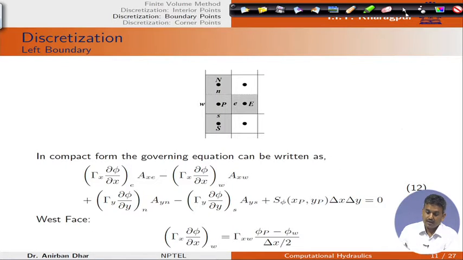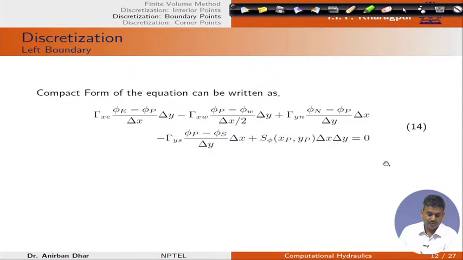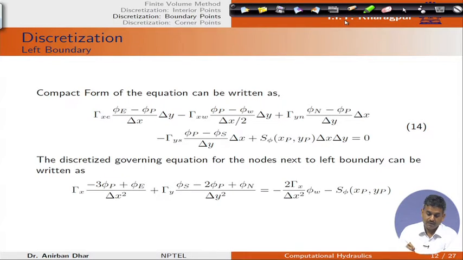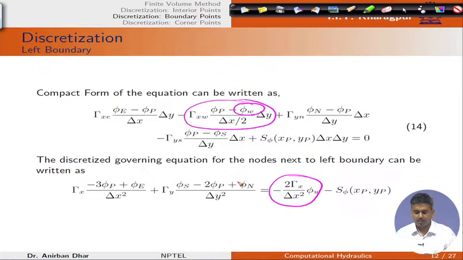If we utilize this value in compact form, if we approximate this, this is the change. If we use this changed value, we need to transfer this phi w into right hand side because this is known. So, this is the final form of the equation for left boundary.